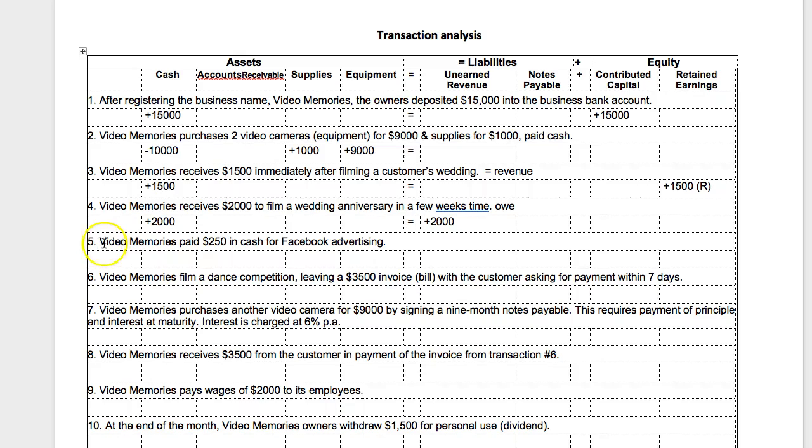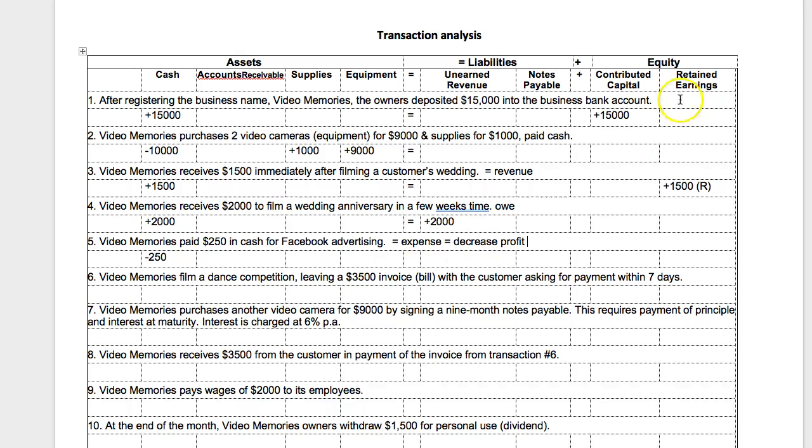Number 5, Video Memories paid $250 in cash for Facebook advertising. So first of all, I can see paid cash. So that is now going to be a minus to cash because a paid is a decrease. And we've paid for advertising. Now, advertising is an expense for the business. What happens when we have expenses in the business? This will decrease our profit.